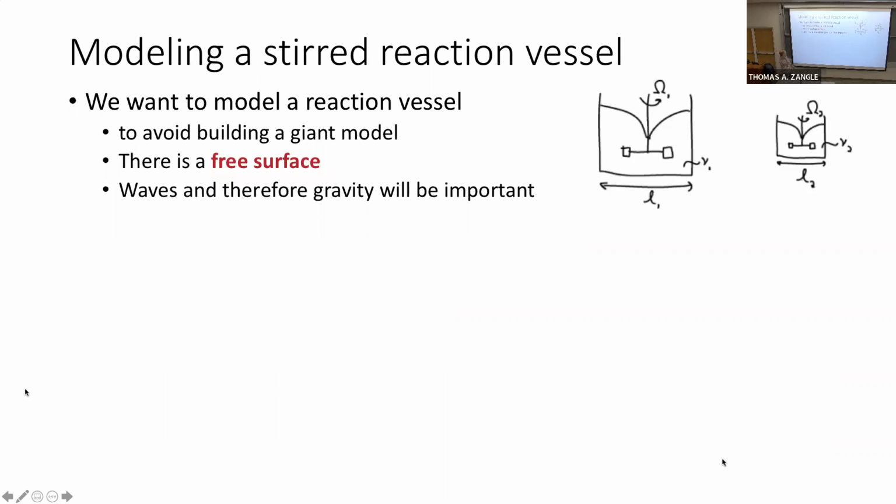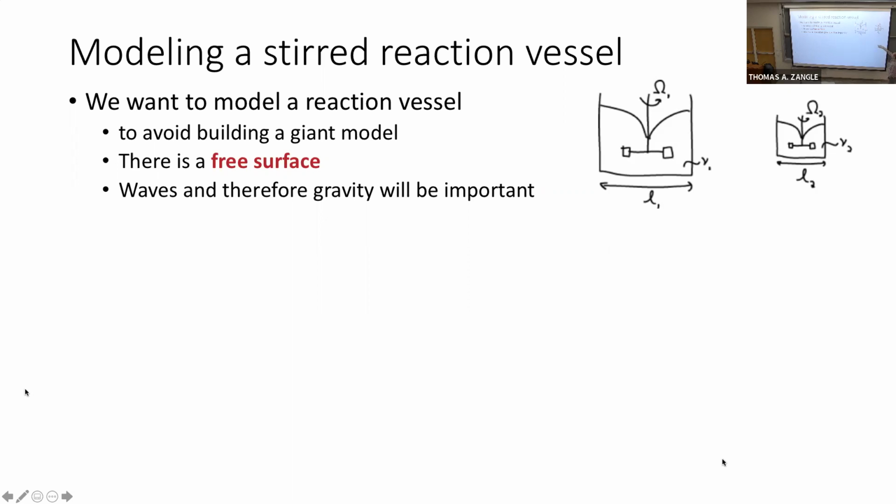So one example would be a reaction vessel. Let's say we want to model a reaction vessel. It's going to be some big giant tank. We don't want to build this big giant thing, it's going to be very expensive, just in order to understand what's happening. So we'd like to build a model of this system, but we have to figure out under what conditions to operate the model in order to understand what's going to happen in the bigger one.